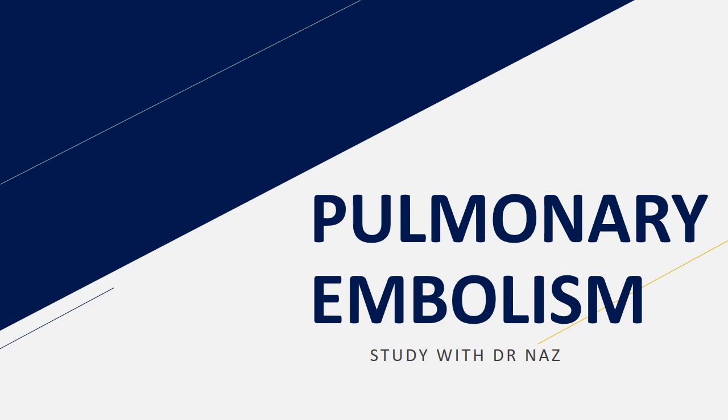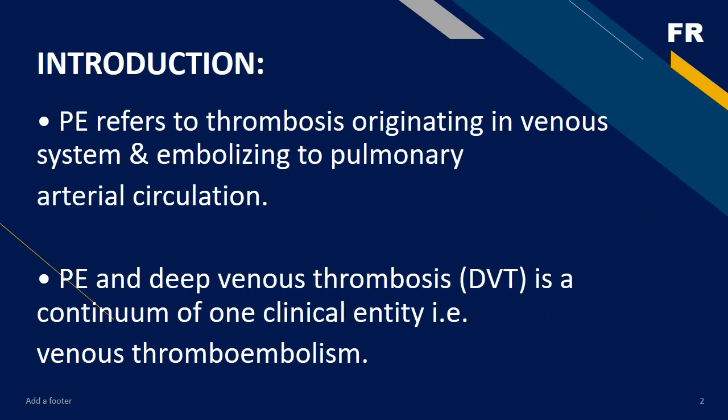So, the topic for today's discussion is pulmonary embolism. Pulmonary embolism refers to the thrombosis that originates in the venous system and then embolizes to the pulmonary arterial circulation, where it blocks the blood supply to the lungs. Pulmonary embolism and deep venous thrombosis are a continuum of one clinical entity, that is venous thromboembolism.